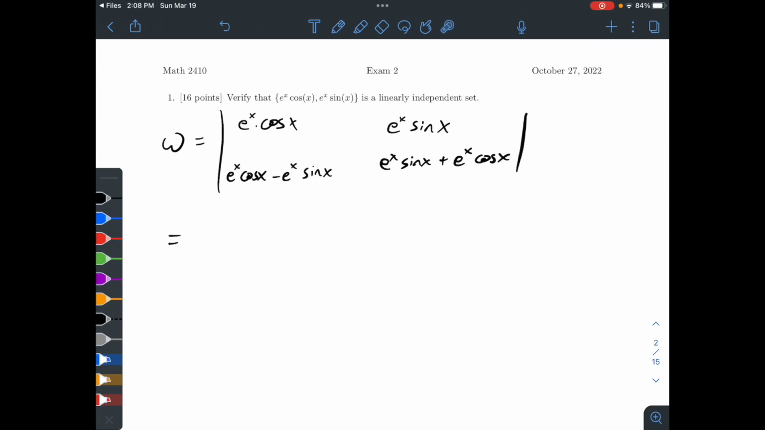All right. Now the determinant of this matrix is going to be this times this minus this times this. All right, so e to the x cosine times this whole thing. Remember that e to the x times e to the x is just e to the 2x, so I'm just going to distribute that to all that stuff, and then we'll have cosine x times sine of x plus e to the 2x times cosine squared of x. So that's this times this.